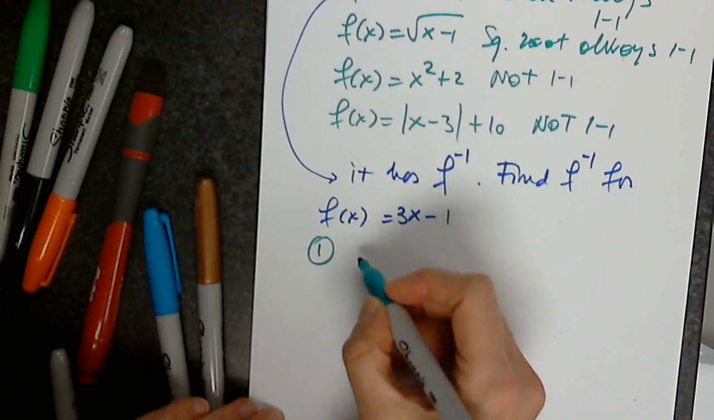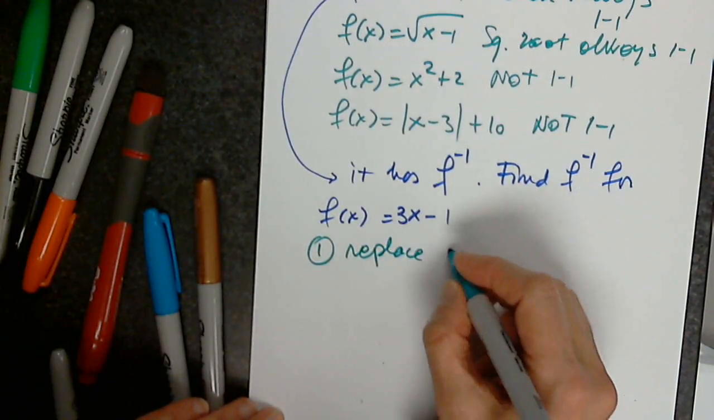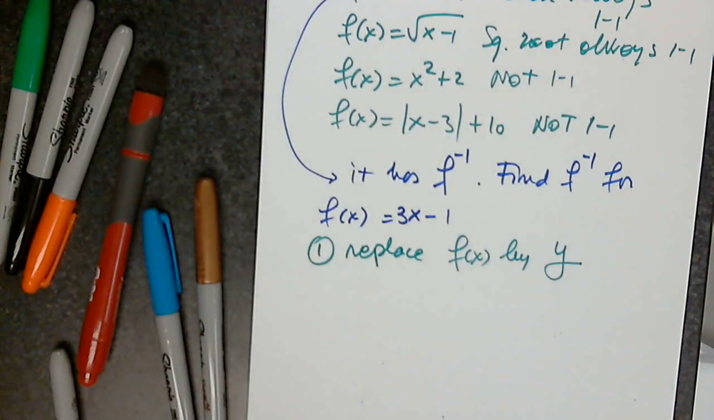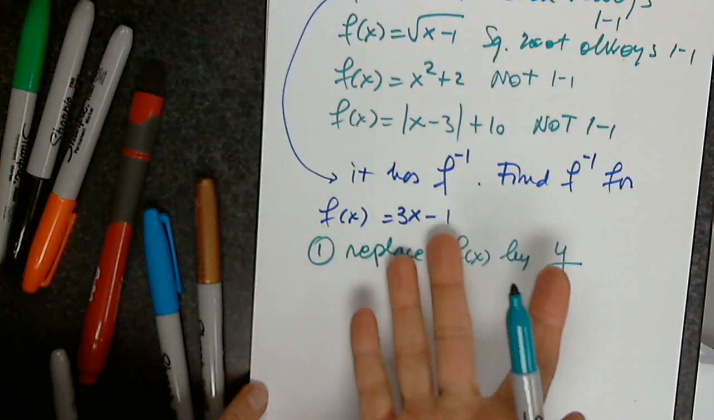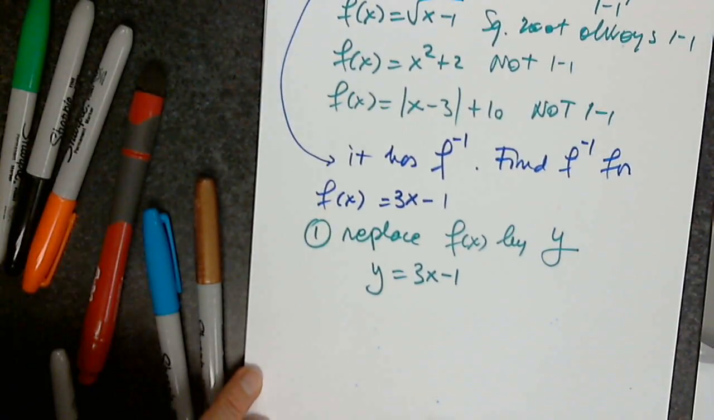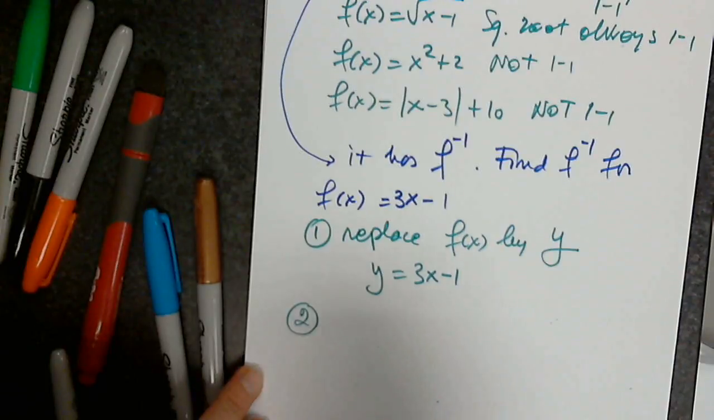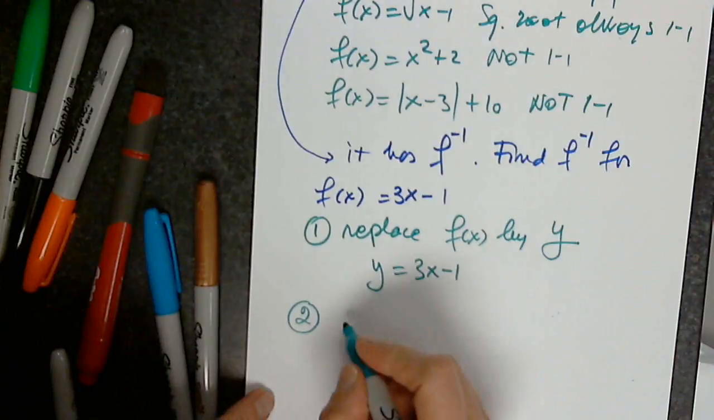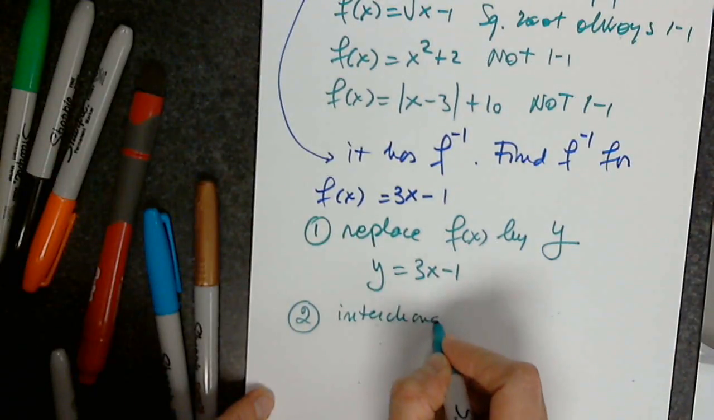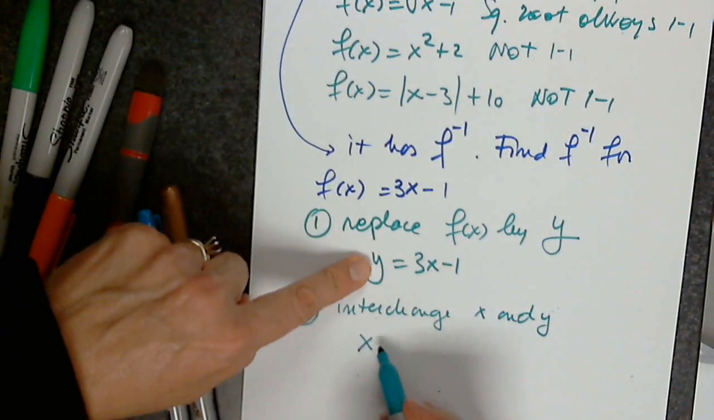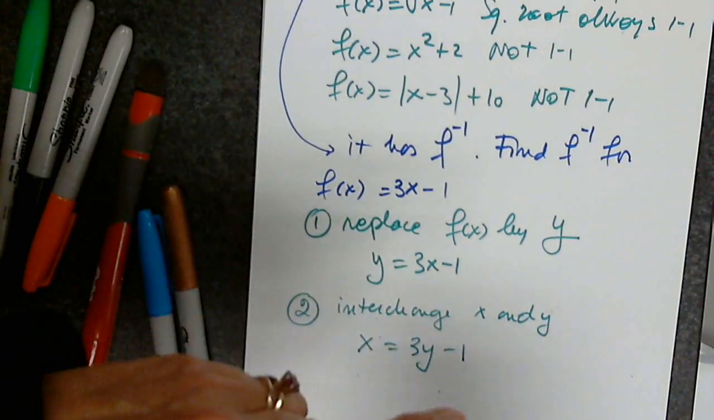Step number 1, replace f of x by y. Can I do that? Yes, f of x is the same as y always. So in this equation, I will write y equals 3x minus 1. Second step, and you will tell me whether this is allowed: interchange x and y. In other words, I see y, I put x. I see x, I put y.